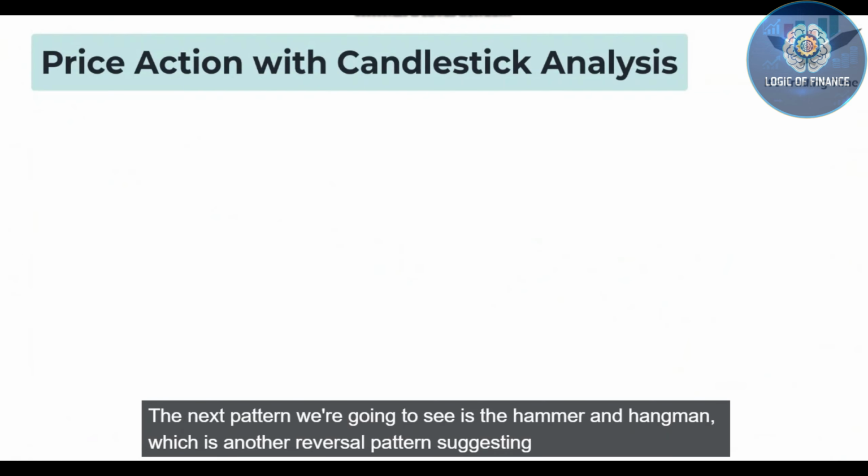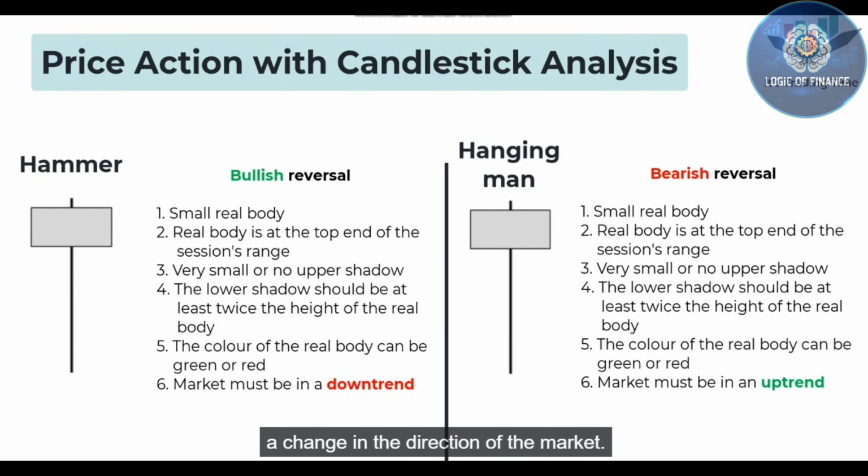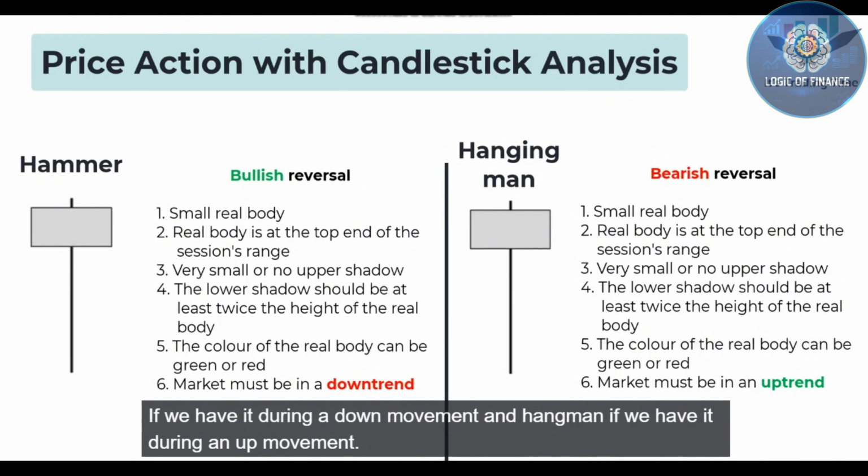The next pattern we're going to see is the hammer and hanging man, which is another reversal pattern suggesting a change in the direction of the market. They have exactly the same formation, but we call it hammer if we have it during a down movement and hanging man if we have it during an up movement. This candlestick pattern has a lower shadow that is significantly bigger than the body. It also has little or no upper shadow, and the color of the body can be either green or red for this pattern.